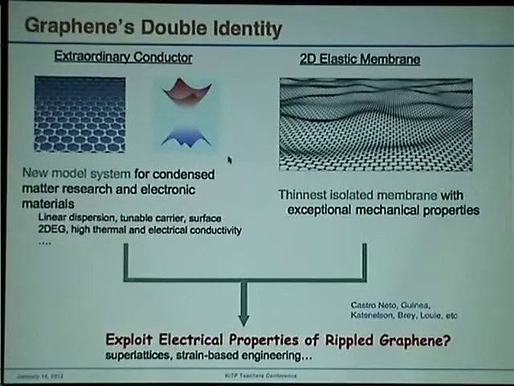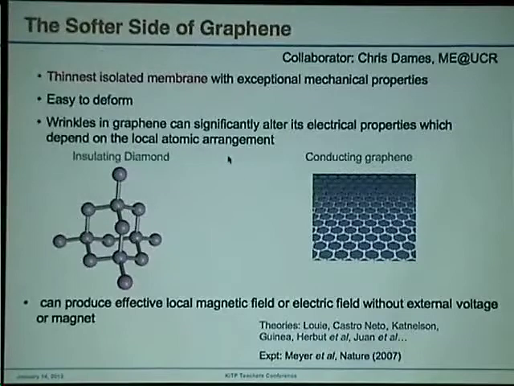This is because when you start to make the atoms go out of plane, depending on how you make them go, those orbitals start to arrange themselves. You can actually change the electrical properties by doing that. So the shape actually does have an effect on the electrical properties. For example, insulating diamond, conducting graphene.